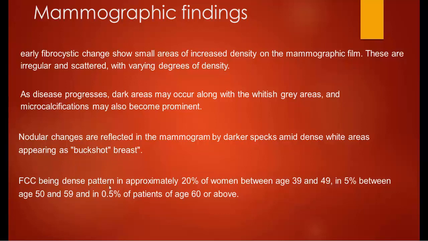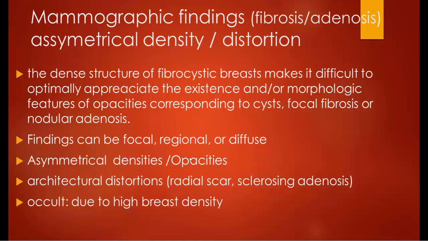Fibrocystic change with a dense pattern is seen in approximately 20% of women between age 39 and 49, 5% between age 50 and 59, and 0.5% of age 60 or above. Mammographic finding in breast fibrocystic change: first component fibrosis, second component adenosis, third component cyst formation. Fibrosis and adenosis mainly show asymmetrical density and distortion.